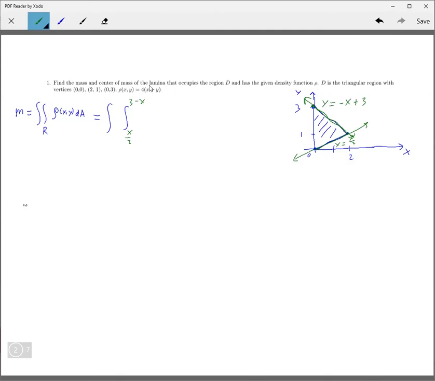Okay, and then you're integrating the density function, which is 4x plus 4y. We're going to do y first. Okay, then we're going to do dx. And what are the limits on x? 0 to 3. Almost, 0 to 2. So we're going to here. This is the last one right here.